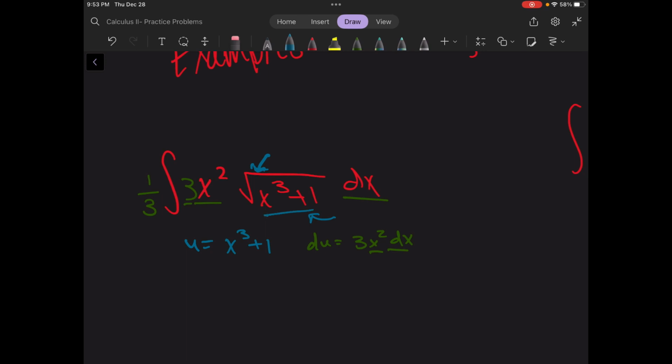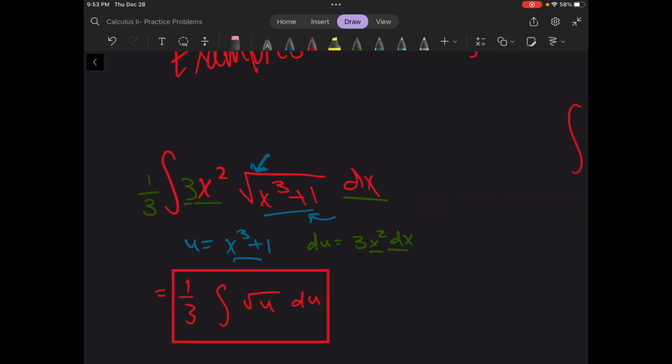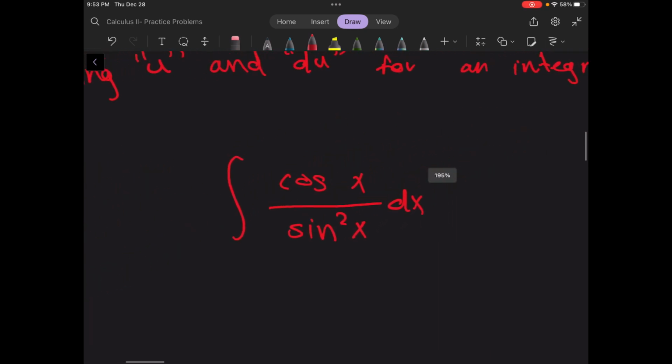And we took care of the composite function with u. So now this integral turns into 1/3 the integral of the square root of u du. And that is all the question asked us to do, was choose a u and du. And now that integral is going to be easy for us to solve, and we'll practice some of those later. But now let's look at another harder example.